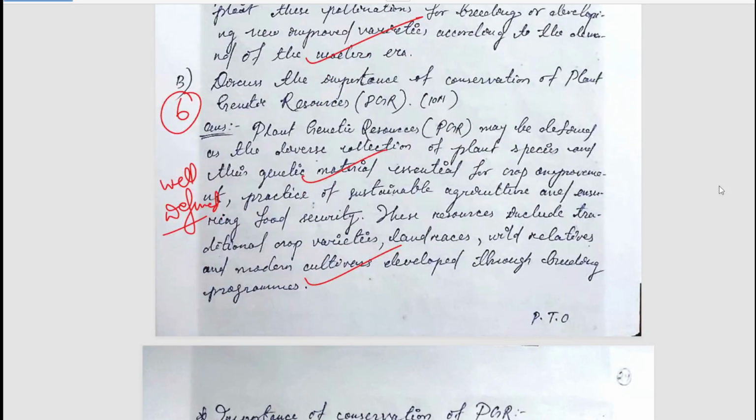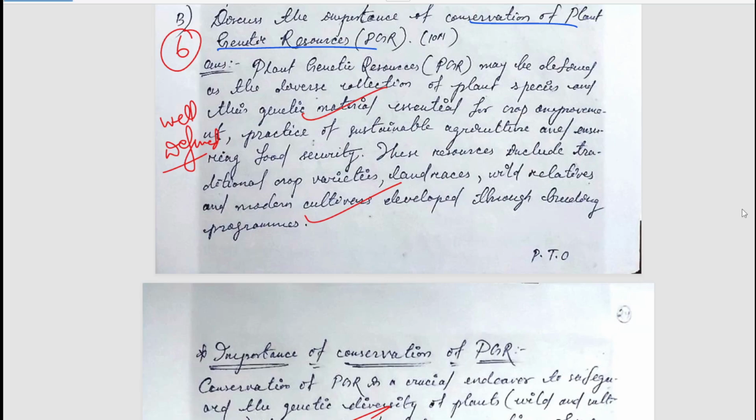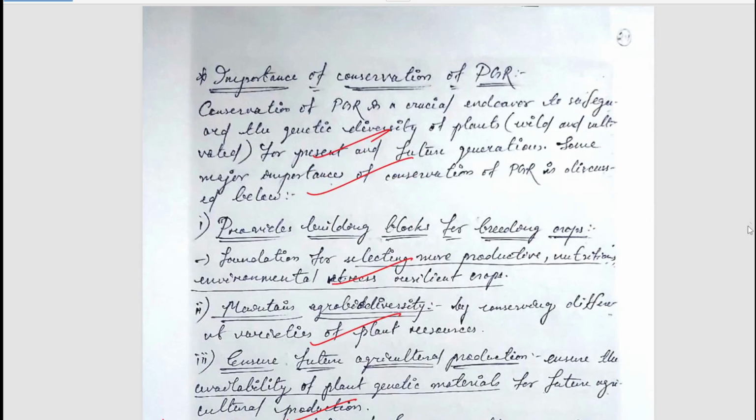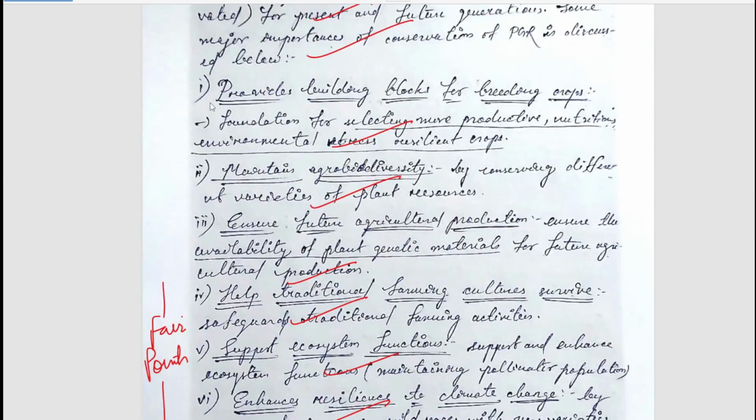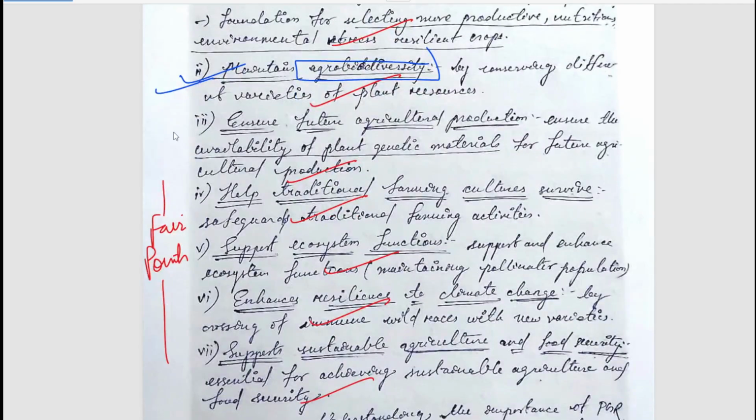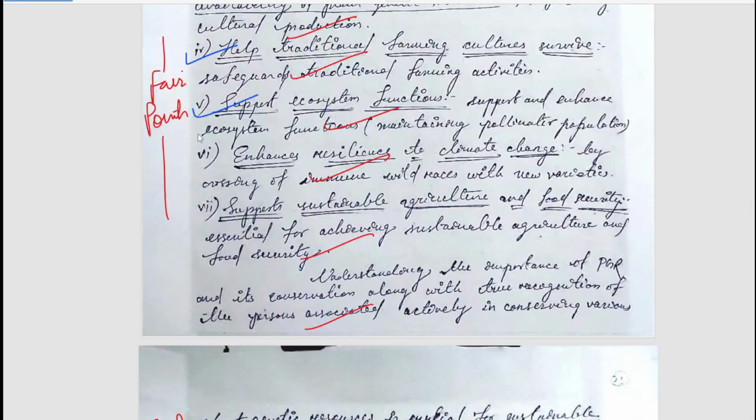The second question is, discuss the importance of conservation of plant genetic resources. We all know what PGRs are. They are a diverse collection of plant species and their genetic material. There are diverse plants on our earth, and their genetic material leads to plant genetic resources. What is their importance? Obviously, it provides building blocks for breeding crops. It maintains agrobiodiversity, a very good point. Ensures future agricultural production, helps traditional farming, supports ecosystem functions, enhances resilience, supports sustainable agriculture and food security.